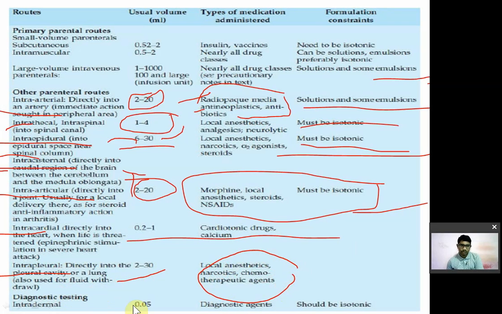Now last, diagnostic testing. For diagnostic testing purposes, intradermal injection is given. Intradermal means in the dermis, that is a maximum of 0.05 ml. It is used for diagnosis tests, for example, to check the sensitivity of your antibiotic, and it should be isotonic again. So these are the different parenteral routes. Okay, so the first is known as the primary parenteral routes, and other parenteral routes we have seen in detail.